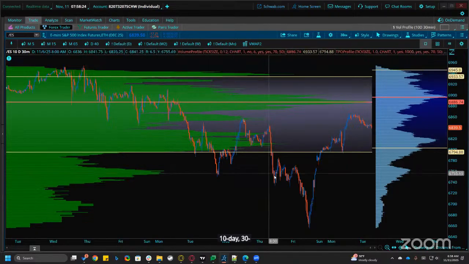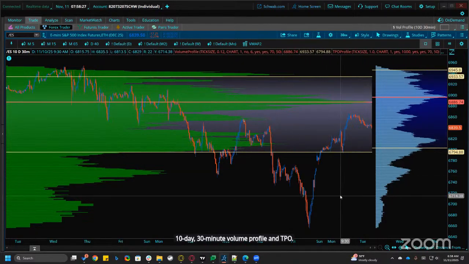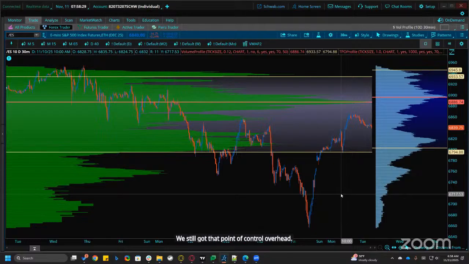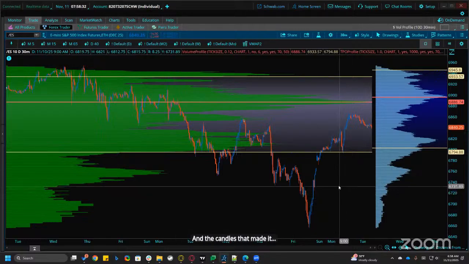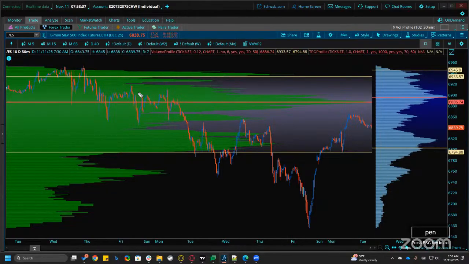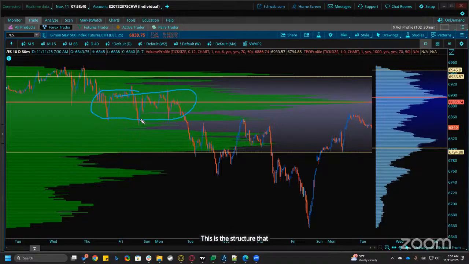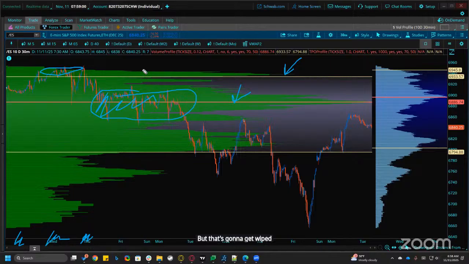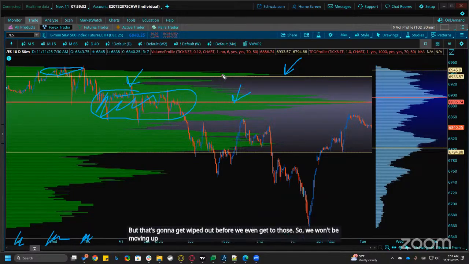10-day, 30-minute volume profile and TPO. We still got that point of control overhead, and the candles that made it are not going to move anytime soon. This is the structure that made that point of control, and we've got to get through Tuesday, Wednesday, and get into Thursday before we start to wipe these candles out. So if this point of control is going to move, we have to build out a new level. We have a spot way up here, but that's going to get wiped out before we even get to those. So we won't be moving up.